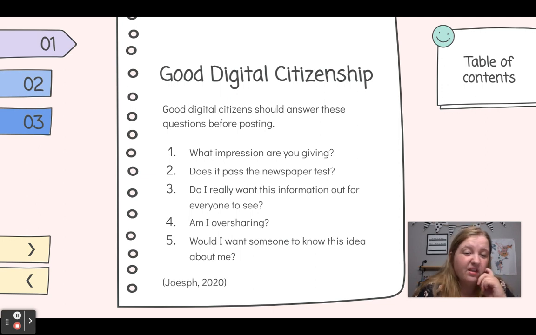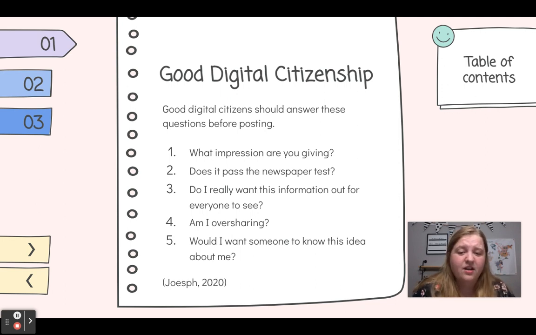The second one, does it pass the newspaper test? The newspaper test means the thing that I'm posting, so let's say I'm posting something on Facebook, is it something that if it was on the front page of the newspaper tomorrow, I would be happy that it was on the front page of the newspaper? That's something that you need to ask yourself.